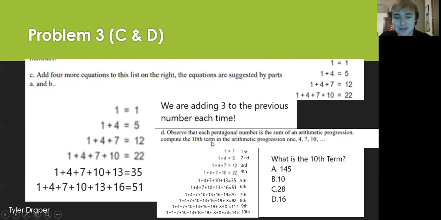Okay, so it says compute the 10th term in the arithmetic progression 1, 4, 7, 10. What was the question? What is the 10th term? So what I did was I just made a graph with all of our numbers.